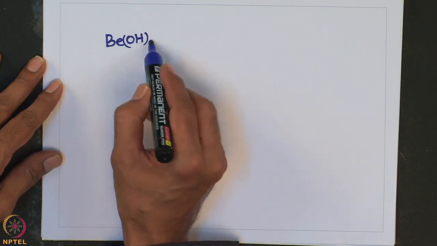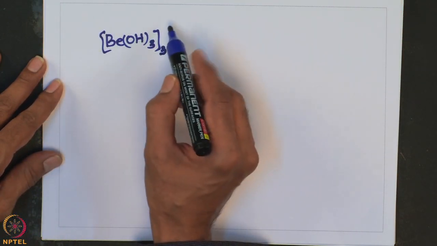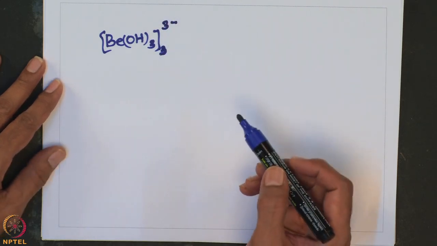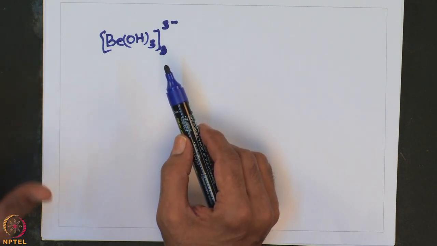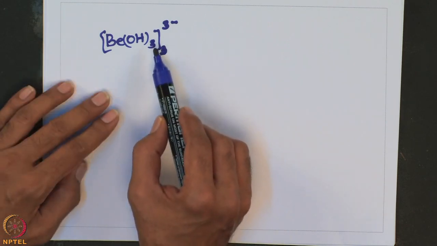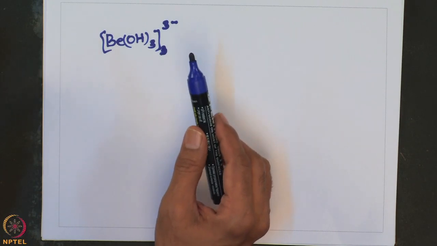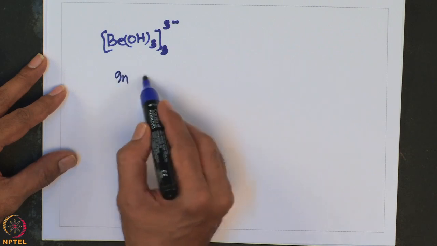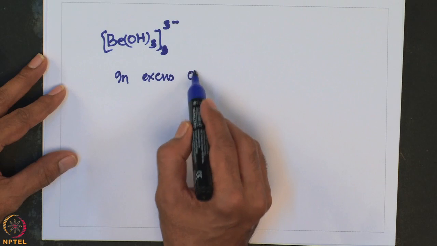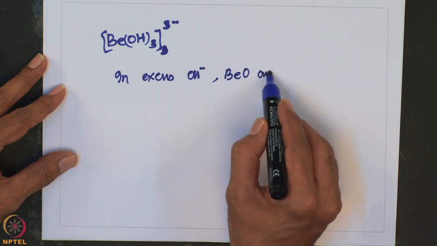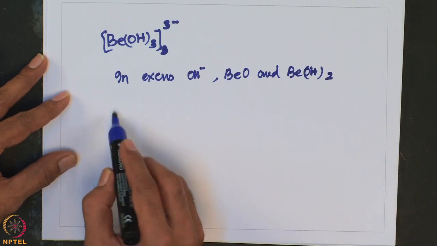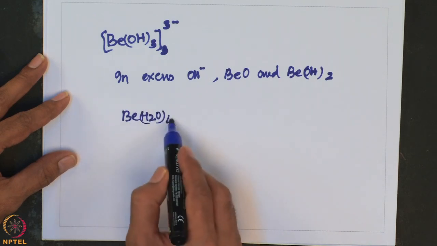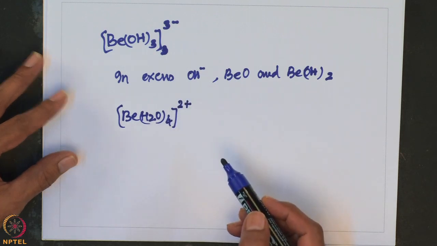On increasing the pH, hydroxide bridged ions are formed before the precipitation of Be(OH)2. So that means on increasing the pH, beryllium hydroxide is formed. Prior to the precipitation of beryllium hydroxide, this species is formed. So in excess hydroxide OH-, both BeO and Be(OH)2 dissolve to give the beryllate ion, demonstrating the amphoteric nature of beryllium.